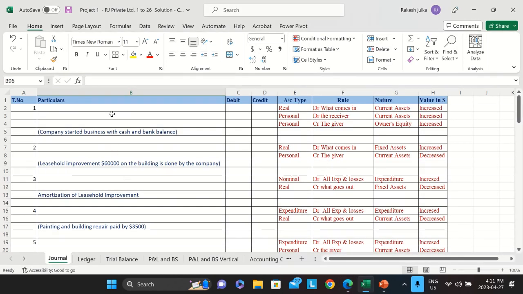So what will be the journal entry for this? The journal entry for this will be the cash account debit, right? So cash account debit with the 50,000. And Scotia Bank, like the bank account, is also increasing. So that will be Scotia Bank.